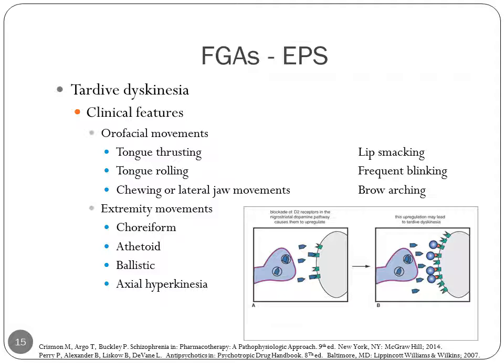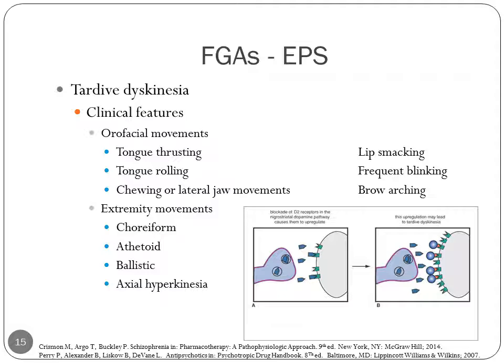So with tardive dyskinesia, we'll see a lot of oral facial movements. We'll see tongue thrusting, tongue rolling, lateral jaw movements in which it looks like the patient's chewing from side to side. You'll also see lip smacking, frequent blinking, and brow arching. You can also see movements in the extremities.